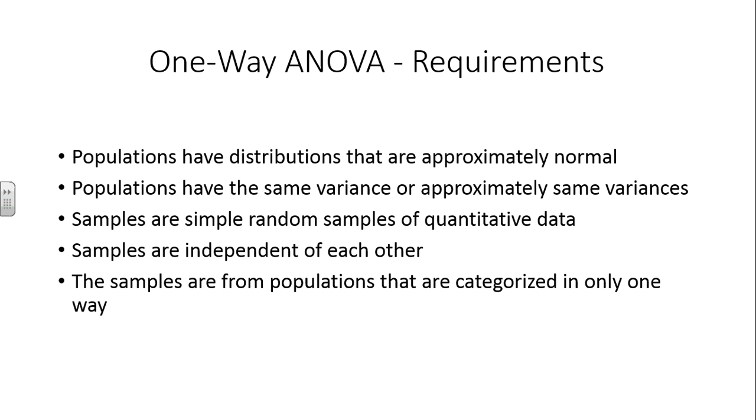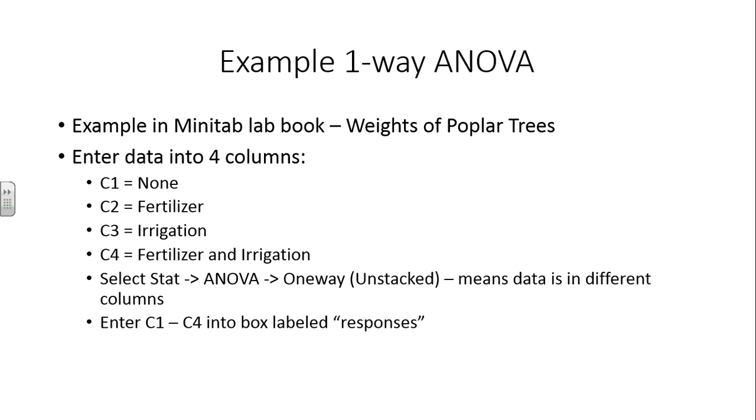First, let's start with the simple case of a one-way ANOVA. The requirements for a one-way ANOVA are the populations need to be approximately normally distributed. They must have the same variance or approximately the same variances. The samples need to be simple random samples of quantitative data. The samples need to be chosen independent of each other. And the samples are from populations that are categorized in only one way. We only have one thing that we're looking at between them.